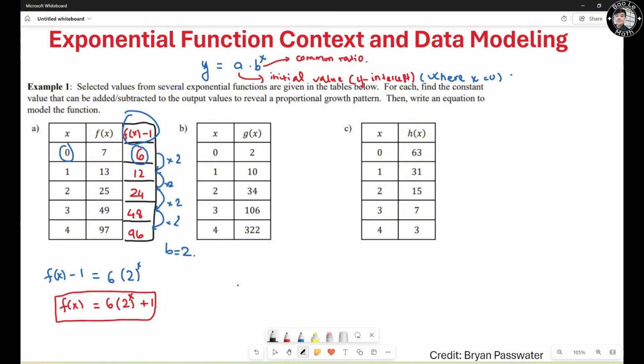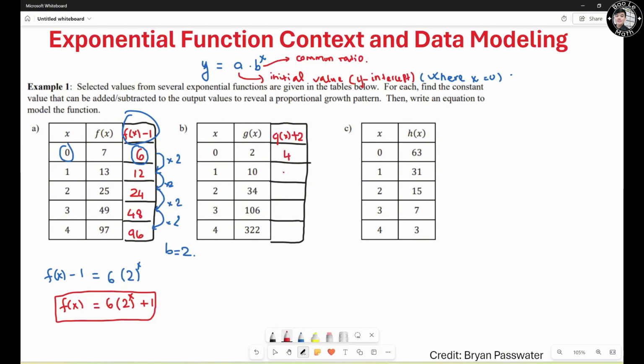Now, let's move on to the second table. We see that there is no relationship between these outputs, so we need to create a new column. What if we add 2 to each output to see what happens? So 2 plus 2 is going to be 4.